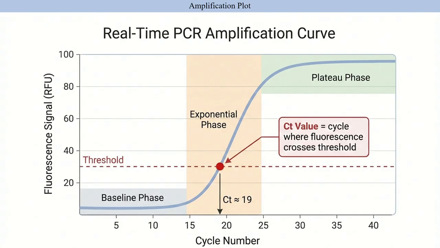The CT or cycle threshold is the cycle number at which fluorescence rises above the background threshold. It is inversely proportional to the starting template amount. A difference of 1 CT roughly represents a two-fold difference in starting quantity under ideal efficiency. CT values are the raw numbers used in expression calculation. When we plot fluorescence versus cycle number, we obtain the amplification curve. Let's interpret that next.